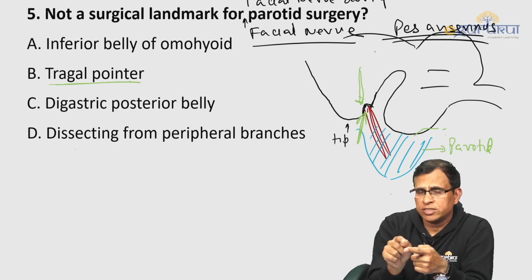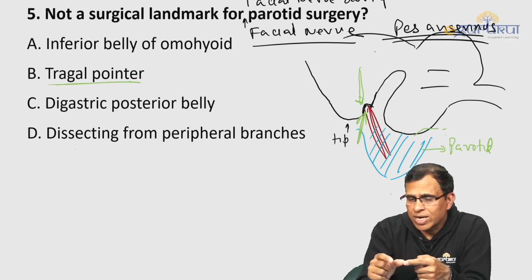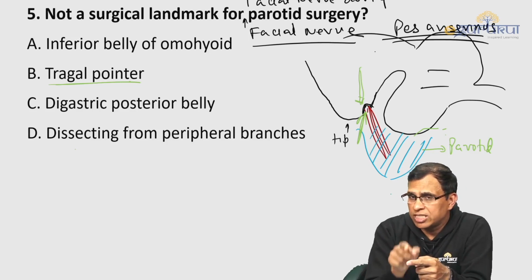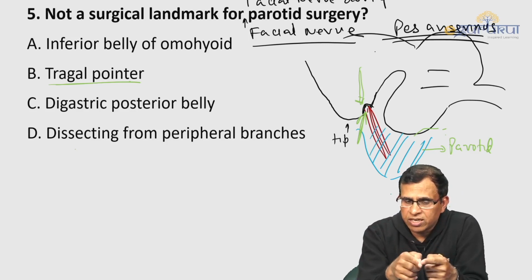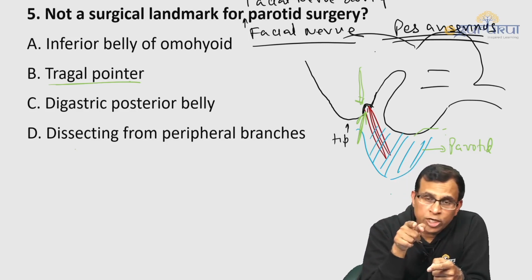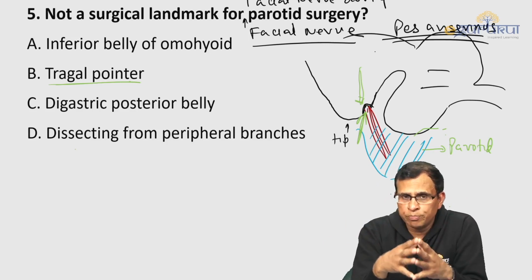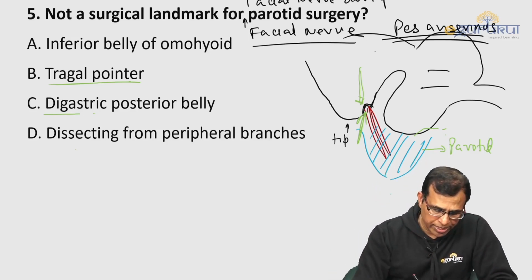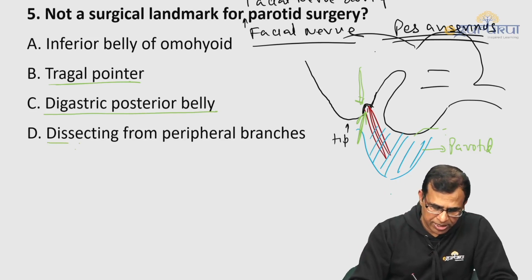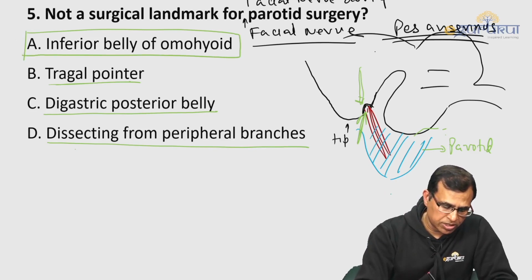If you see this triangular area of the tragus, exactly 1 centimeter in the direction where it is pointing, you will find the facial nerve. So it seems as though this triangle of the tragus is pointing towards the facial nerve. That's why it's called the tragal pointer. And this, like I told you, is the most important landmark for the facial nerve during parotid surgery. So this is a landmark. I told you the digastric posterior belly is also a landmark, and dissecting the peripheral part is a landmark. So this is not the landmark, and therefore this is the answer.